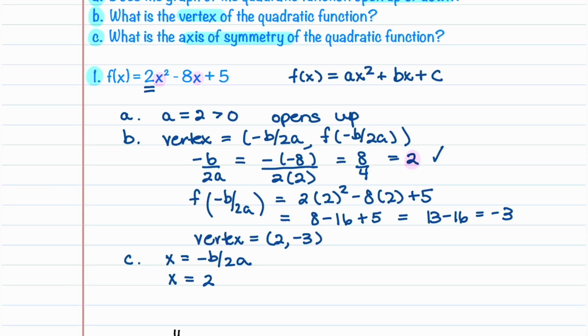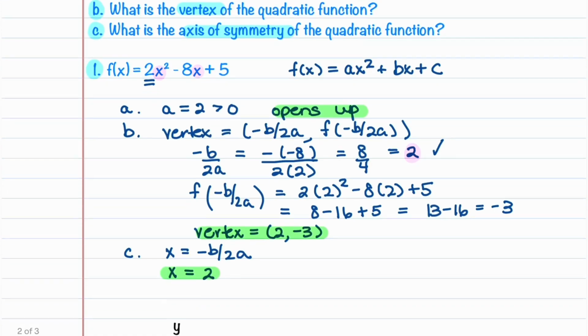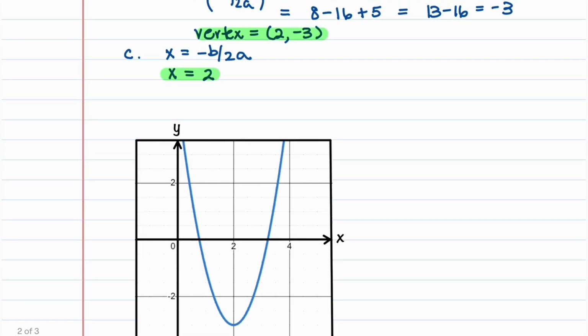Let me go ahead and highlight these. We found that our vertex was (2, minus 3). Our axis of symmetry was x equal to 2, and our parabola opens up. I went ahead and graphed our parabola just so that we can make sense of our answers. Our answer told us that our vertex was at (2, minus 3), and that's the point right here, so that agrees with our graph. And then our axis of symmetry is x is equal to 2, which is that axis right there. Now let's look at another example.